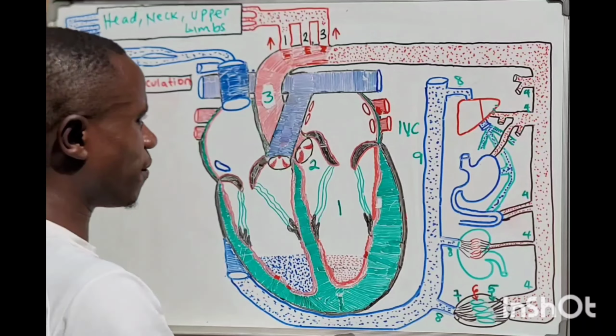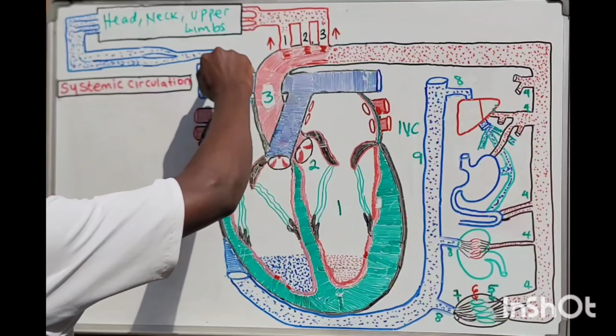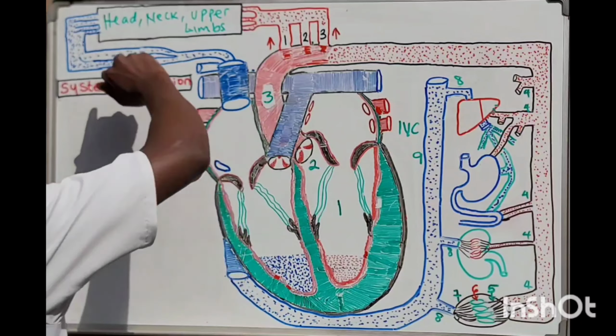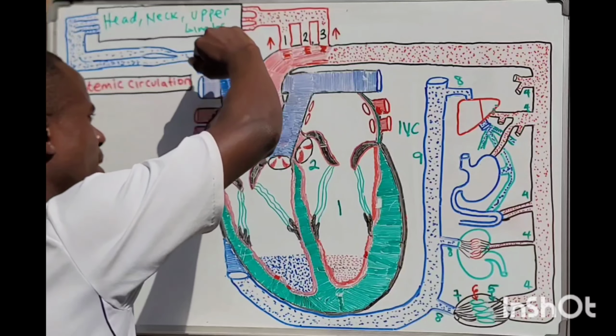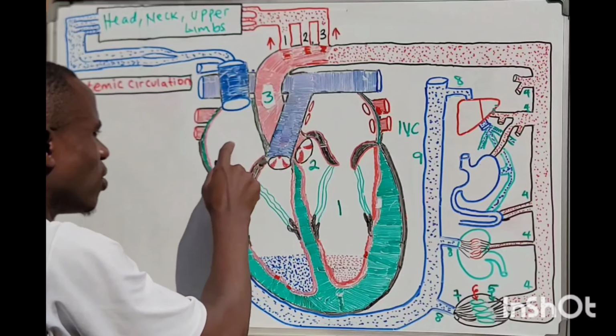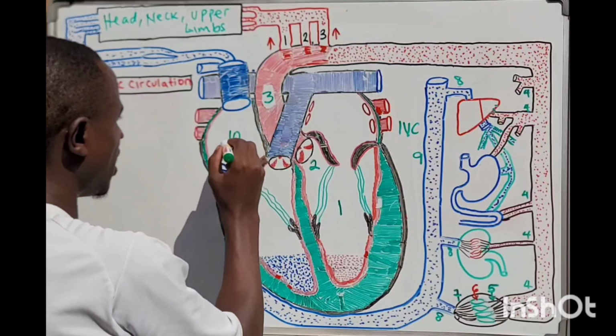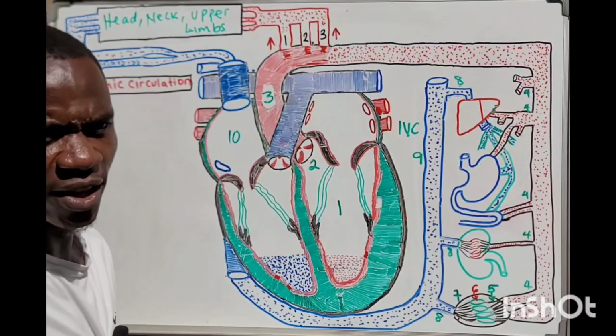Okay, so now from the inferior vena cava and also the superior vena cava, the inferior drives the blood from the lower extremities and the superior vena cava from all upper extremities, and they drop off in this chamber here. So now this one here is our step number 10, and step number 10 is what we call the right atria.